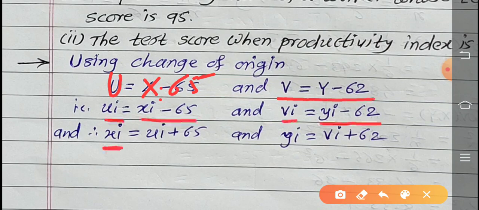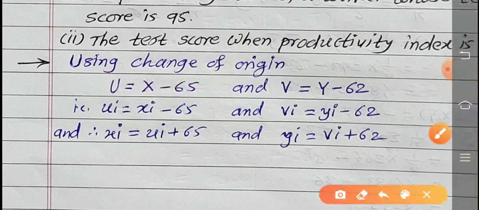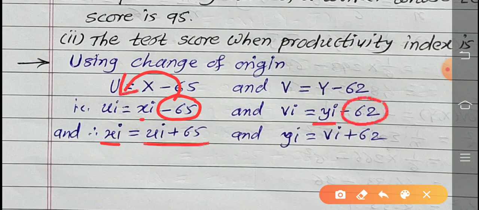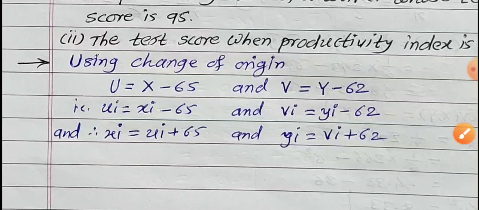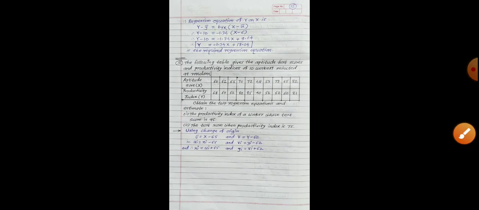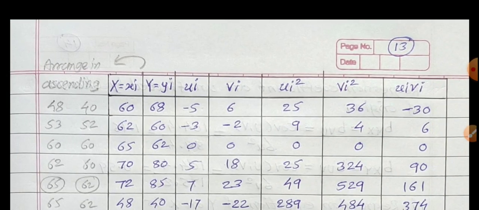From each value of yi you subtract 62, and afterward we find the value of xi also. How to find xi? Taking minus 65 to the left hand side, we add it to ui. So xi is equal to ui plus 65. In the same way for yi, taking minus 62 to the left hand side, we get vi plus 62. So remember this, and then we prepare the table. Check that.